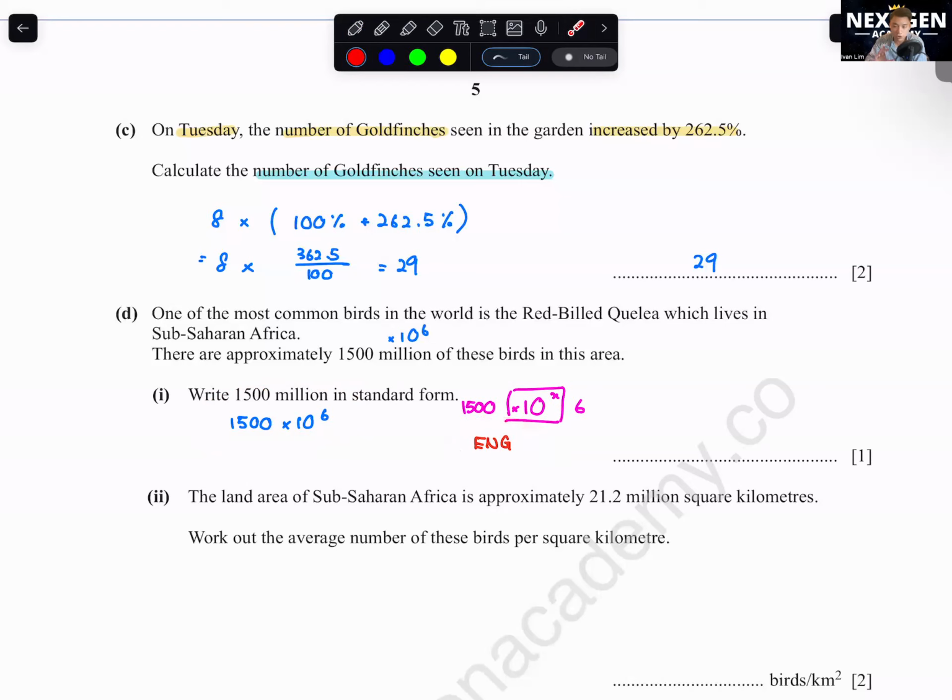But you can't do it all of the time, only in certain cases. If it cannot, then you have to manually calculate the number of decimal places. So this one will be equal to 1.5 times 10 to the power of 9.